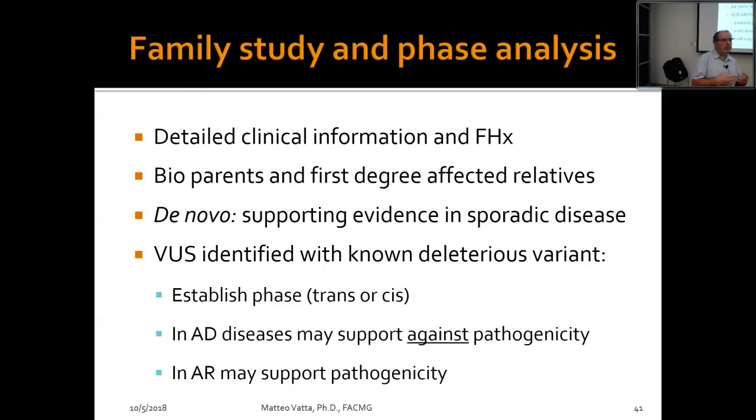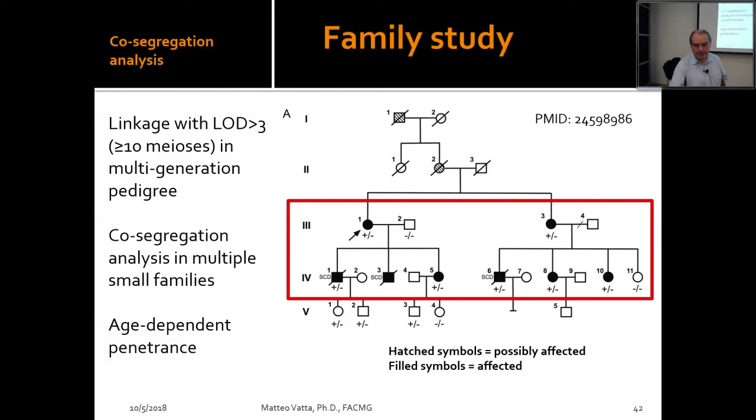If there are variants of uncertain significance that are identified, for instance in an autosomal recessive case, knowing the phase is important, whether they are in trans or in cis, in order to determine if they are potentially pathogenic. But in autosomal dominant cases, if we identify two VUSs and they are in cis, this can also support against pathogenicity of one or the other. Very important, whenever you have access to a family, to do a family study.